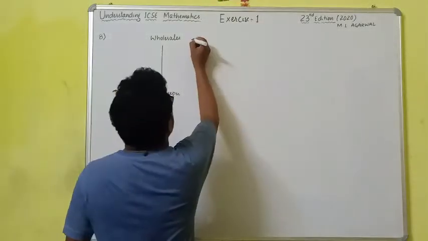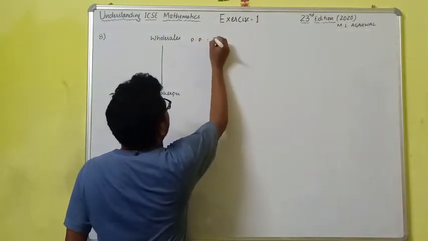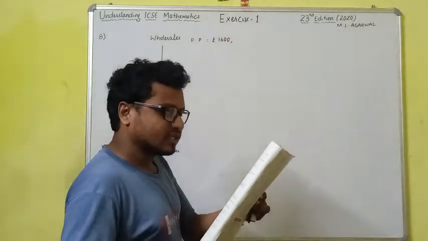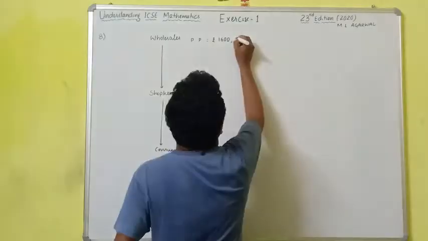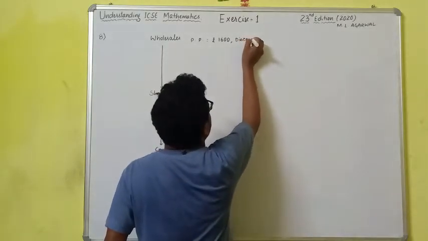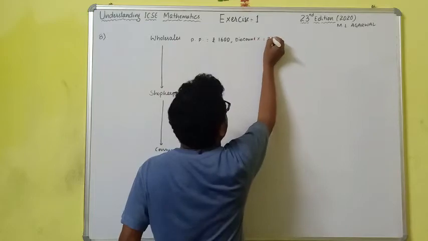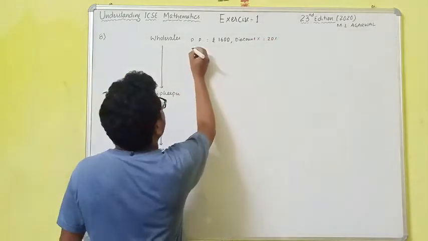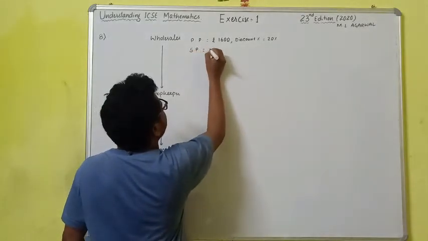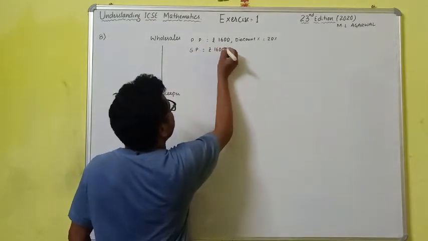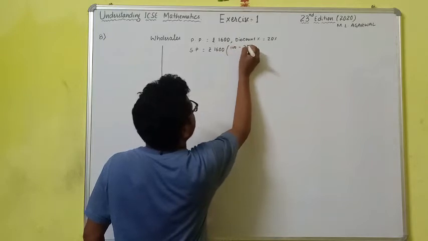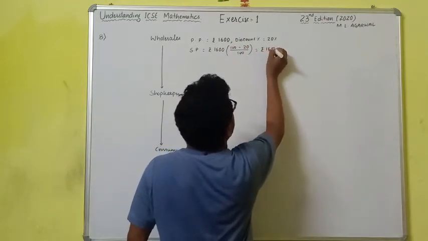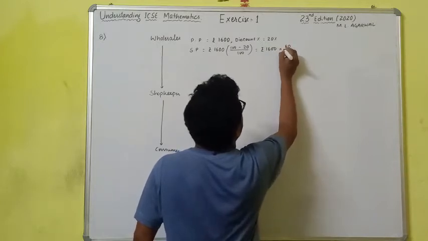So the printed price is 1600, and your discount is how much? 20%. I have already told you that you must know the formula of class 8. So here we have to calculate the selling price. Selling price is equal to 1600 times (100 minus 20) by 100. So it will be 1600 into 80 by 100.